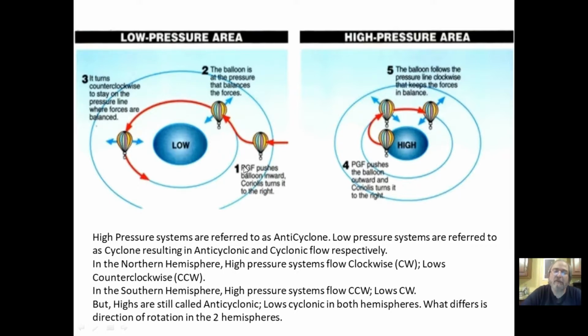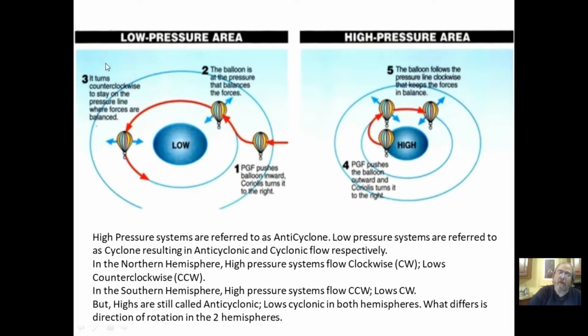So let's start here at the low pressure area. The pressure gradient force pushes the balloon inward. Coriolis turns it to the right. That's what we see here. Boom. The balloon is at the pressure that balances the forces. What's meant by that? This arrow this way is the Coriolis wanting to push outward, or push to the right, I should say. This is the flow of the wind wanting to go towards the center.